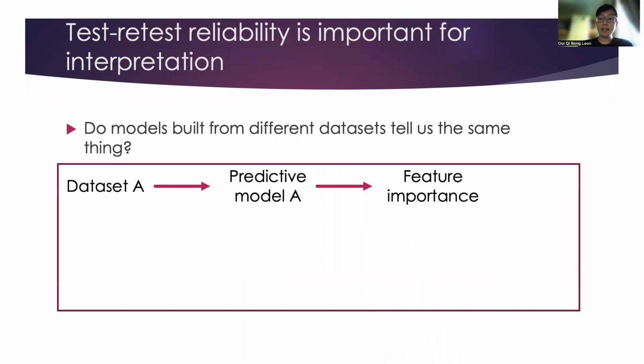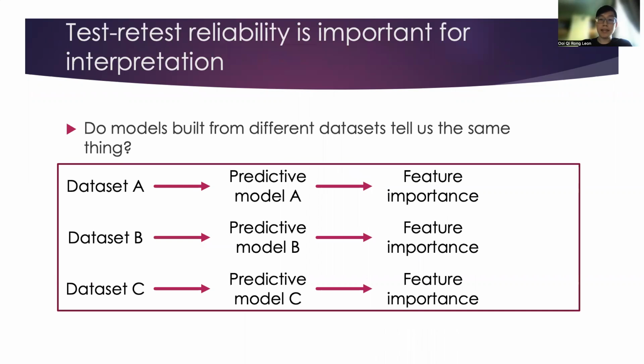To illustrate why, let's assume that we've just built a predictive model from dataset A. We analyze the model and get a vector of feature importances for the purpose of interpretation. Then, if we build a similar model from datasets B and C, and we analyze them again, and we compare the vector of feature importances derived from these three models, how similar will these three vectors be?